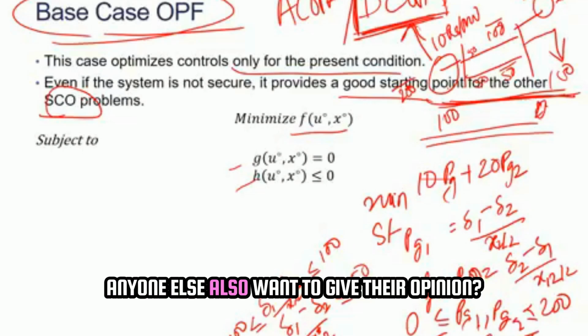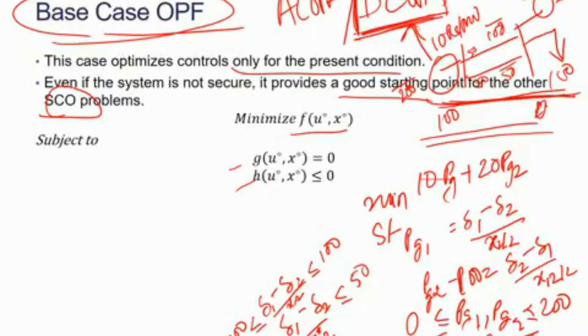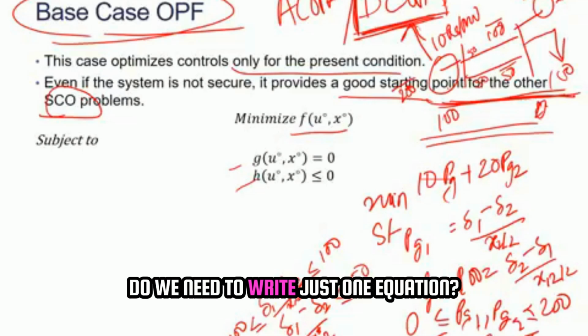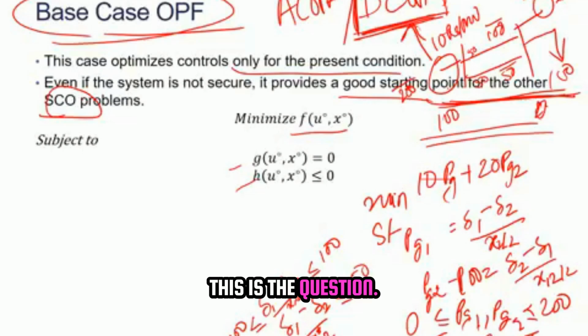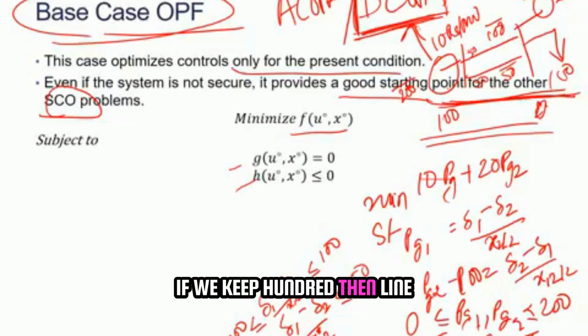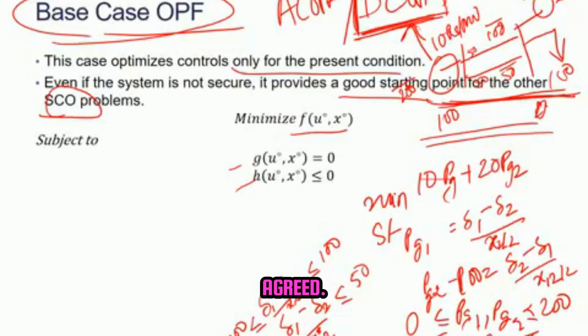Anyone else also want to give their opinion? Do we need to write two equations here, or do we need to write just one equation? This is the question. Nivedita, please tell us. So one equation, and it should be 50, because that is the lower maximum limit. If we keep 100, then the line 2 limit will be violated. But if we keep 50, then line 1 will have no objection. Agreed. I got your answer.